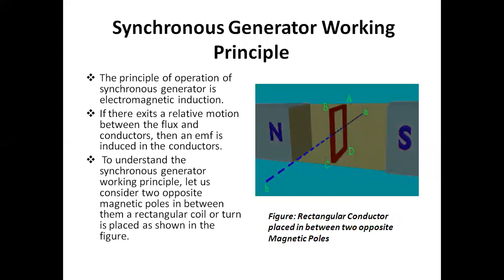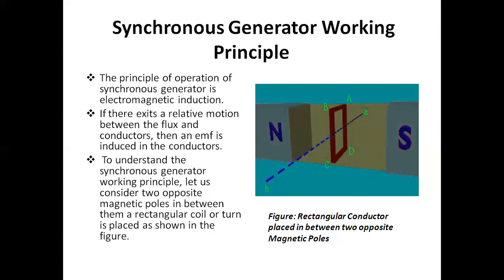Our next part is the working principle of the synchronous generator. The principle of operation of a synchronous generator is electromagnetic induction. If there exists a relative motion between the flux and the conductors, then an EMF is induced in the conductors.